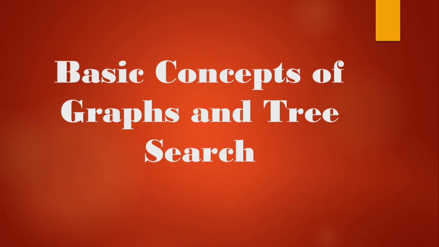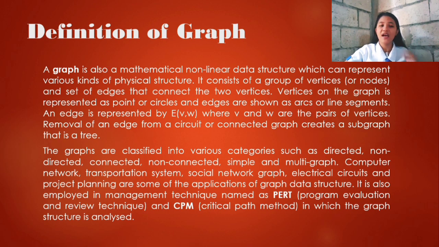and tree search. First is a graph. A graph is also a mathematical nonlinear data structure which can represent various kinds of physical structure. It consists of a group of vertices or nodes and a set of edges that connect the two vertices. Vertices on the graph are represented as points or circles, and the edges are shown as arcs or line segments. An edge is represented by E(V,W), where V and W are the pair of vertices.